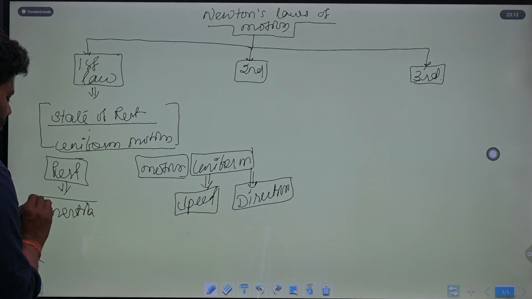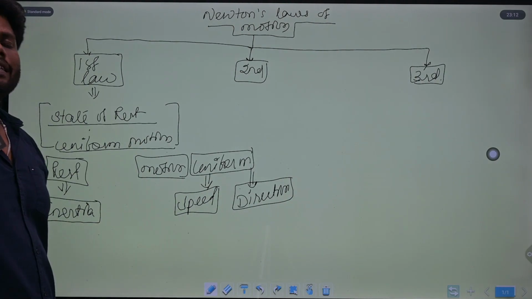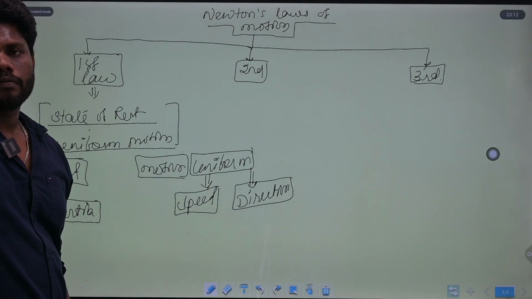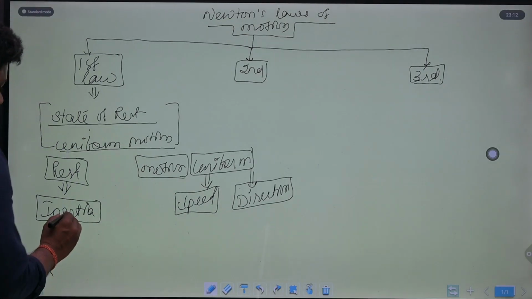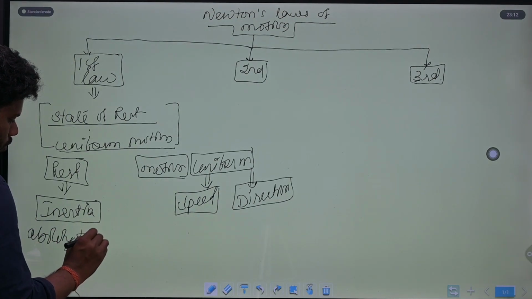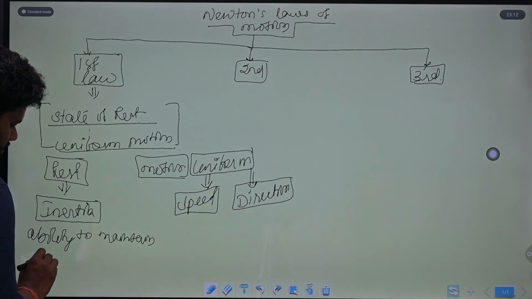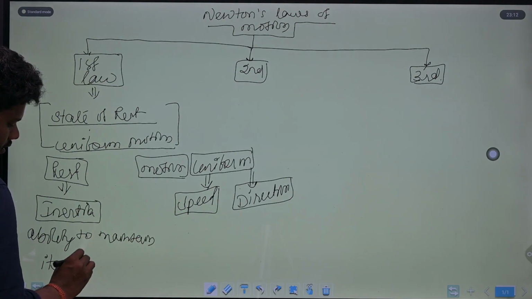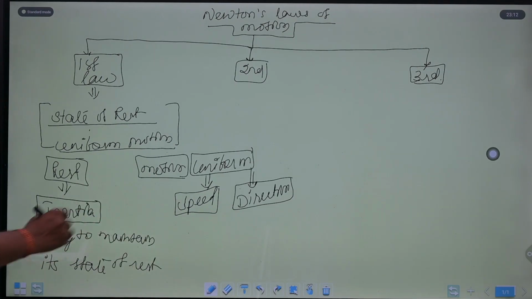Inertia is the ability of a body to remain in its own state. ସିଏ ନିଜର state ରେ ରହିବାକୁ ଚେଷ୍ଟା କରିବ that is called inertia. What is inertia? Ability to maintain its state. What is the state? It's a state of rest.